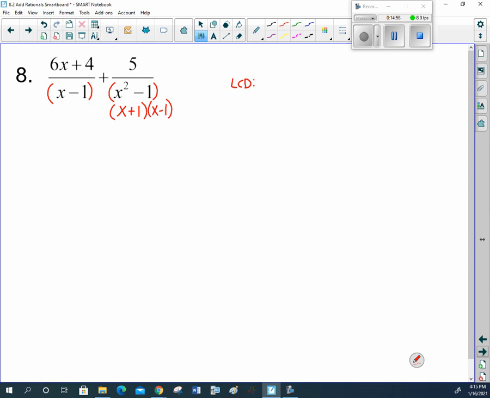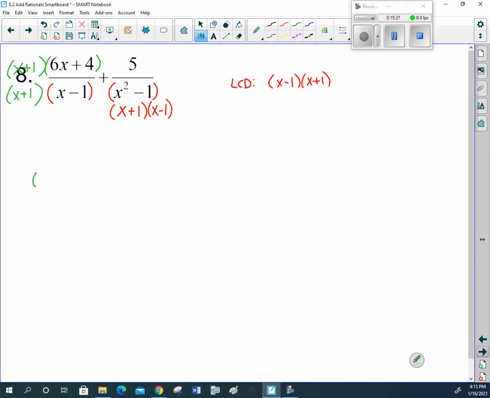All right, so what are we going to need to make the two denominators look the same? Well, I'm going to need a factor of an x minus 1 and a factor of an x plus 1. If I multiply this one by x plus 1, they now look the same. All right, so let's go ahead and do that.